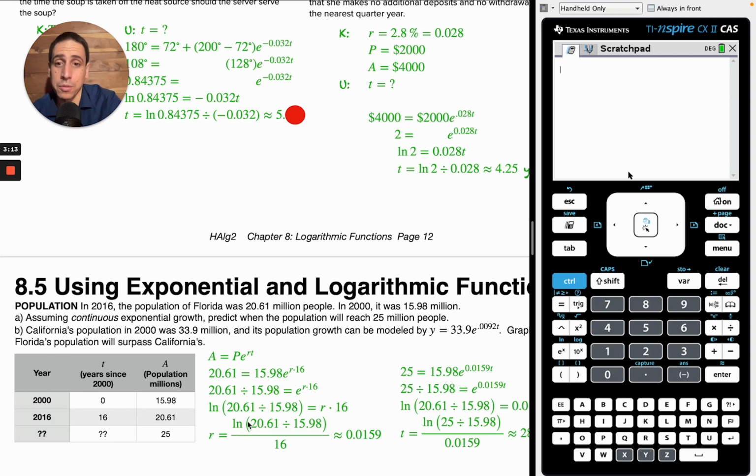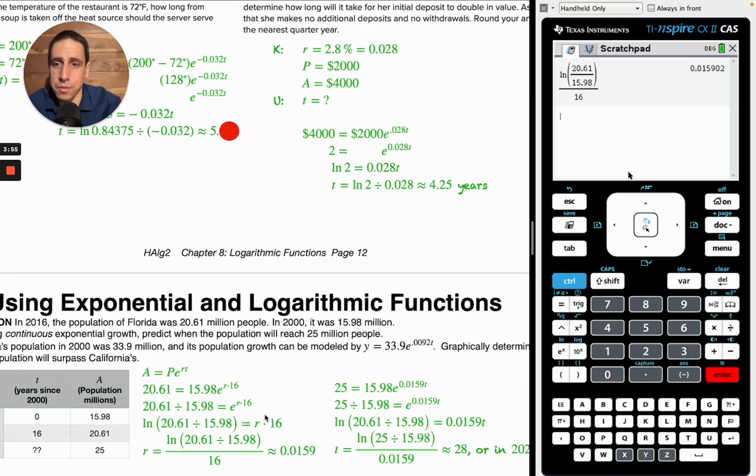The rate is going to be equal to all of this, which I can type into a calculator. It looks like this. Control, I think I'm going to start off with a fraction first. Control, divide in the numerator. Control, e gives me the natural log, and then 20.61, and then divided by 15.98. Exit the natural log, go down to the denominator and put a 16, and then you hit enter, and you get what you need. 0.0159 approximately, rounded to the nearest thousandth of a rate.